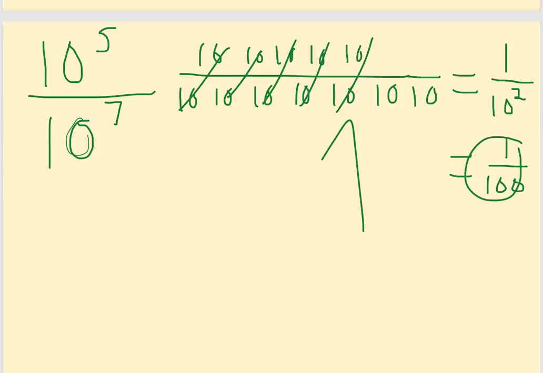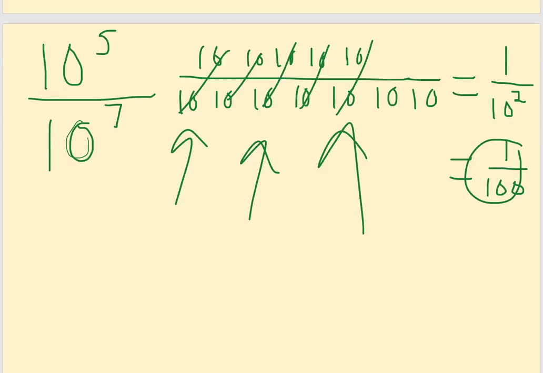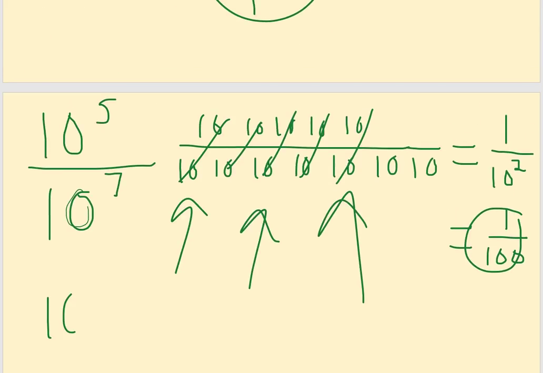You do not need to do all this every single time. You do need to remember if the base is the same and you're dividing, you subtract the exponents. All right? And when you have a negative exponent, like if you did do that, you'd get 10 to the negative 2. And you would use the same logic. You get this guy over here, 1 divided by 10 squared. All right? All right, let's look at the next example here.